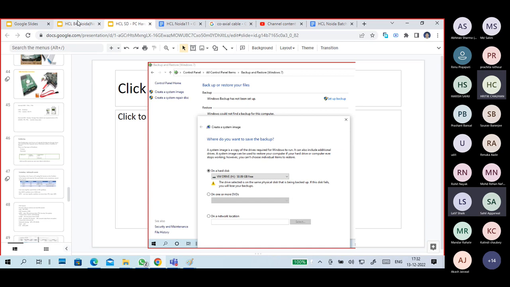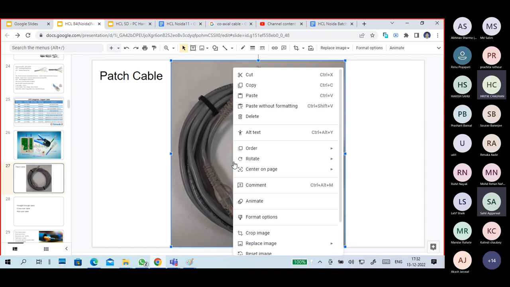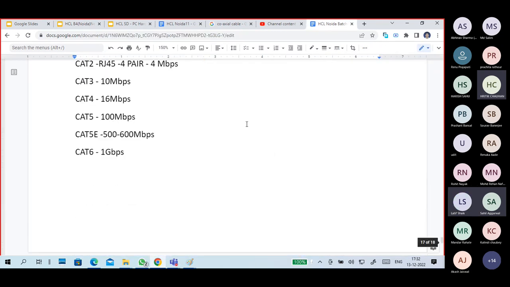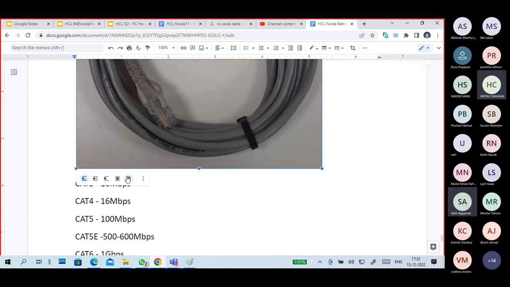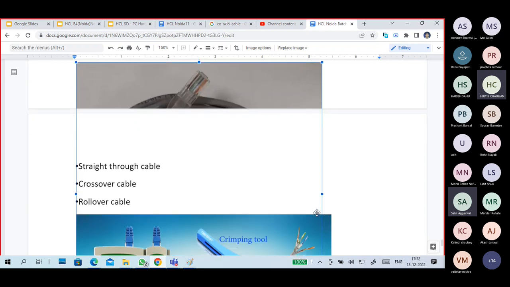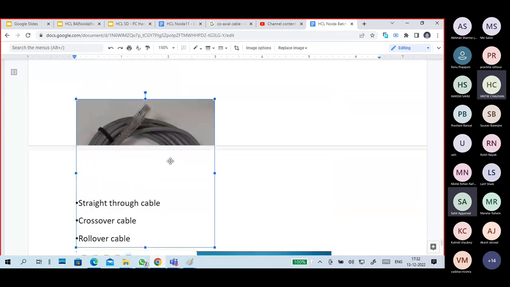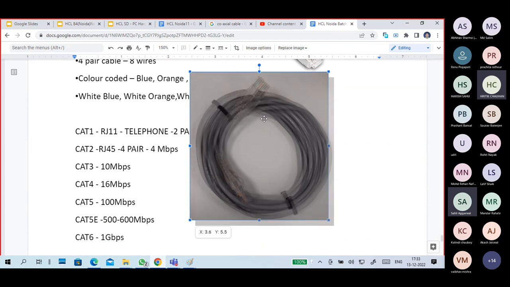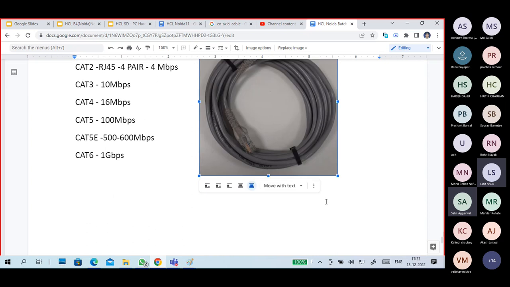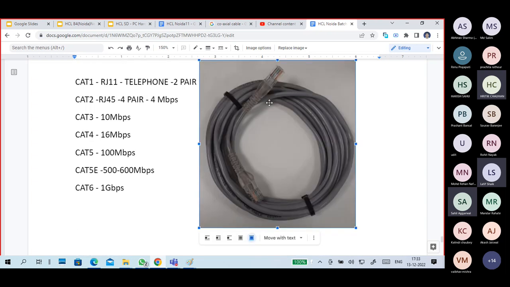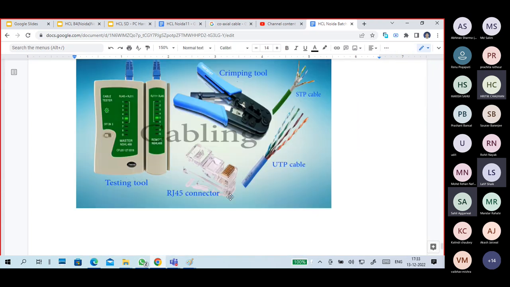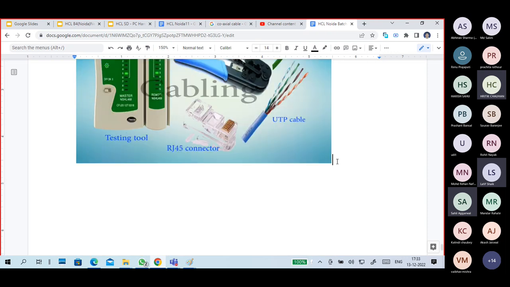Okay. So originally the cables look like this. So this is called a patch cable. Okay, you can see this is one end, another end. It's a cable. So there are straight-through cable, crossover cable, rollover cable, depending upon how you create the cable and the different purposes. Nowadays, it is not like that. It's a different way. Just to know, that's it only.